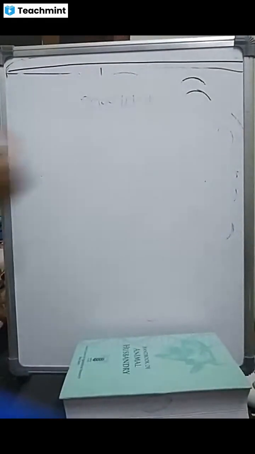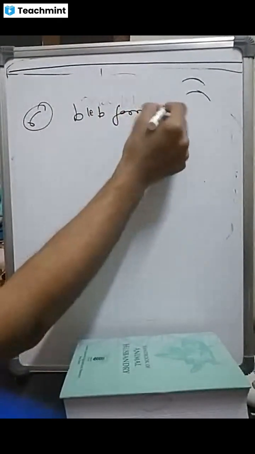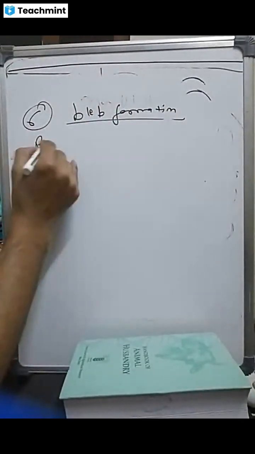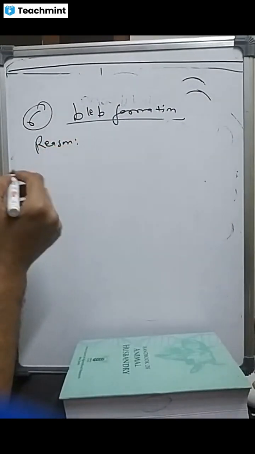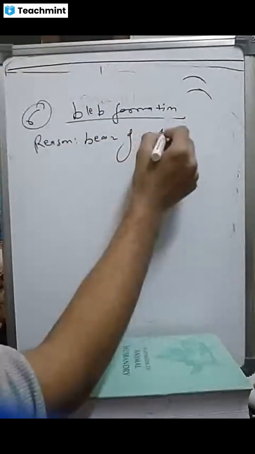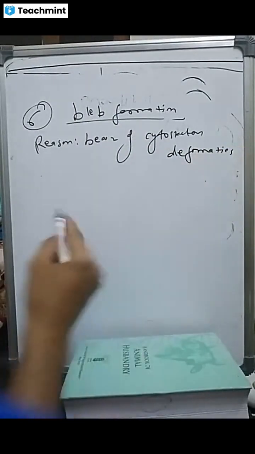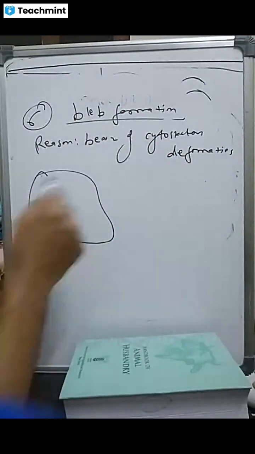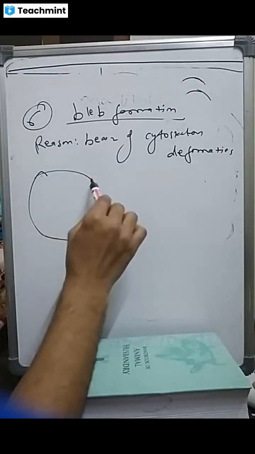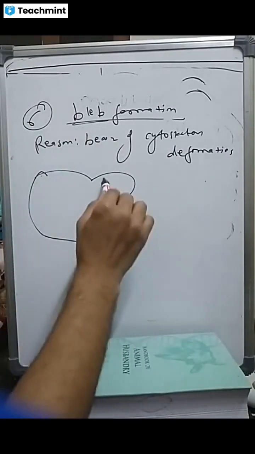So the next morphological point is bleb formation. Why are they forming? What is the reason behind this? They are forming because of cytoskeletal protein deformities. This is a cell which has a cytoskeleton. If the cytoskeleton is damaged, then it will form blebs. This is known as a bleb.